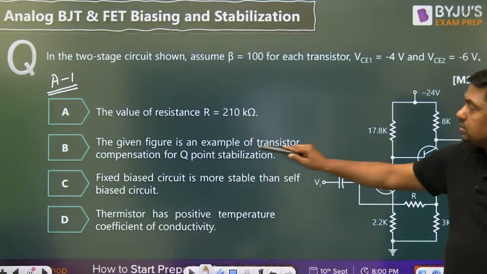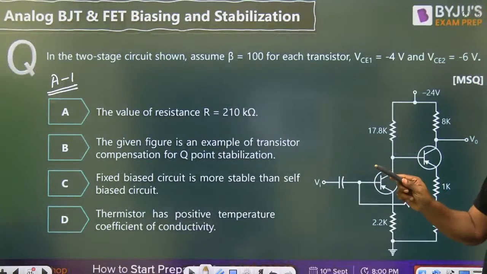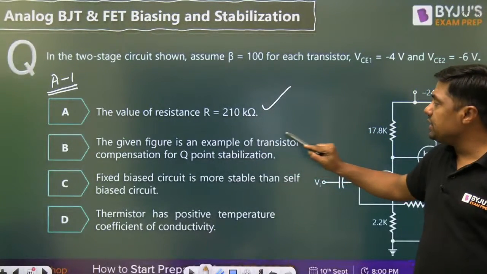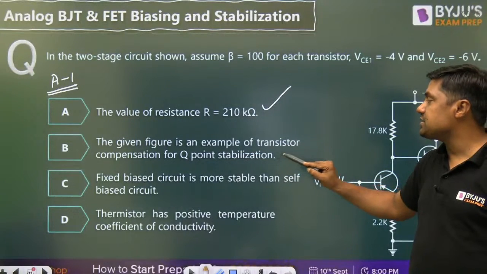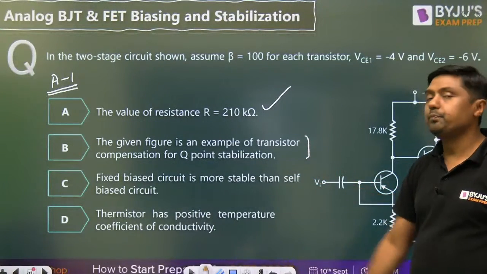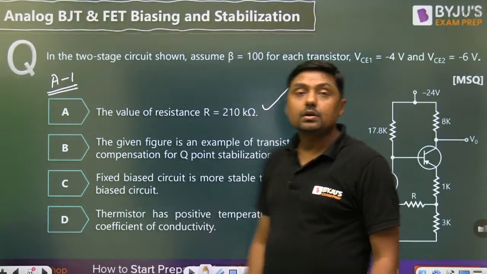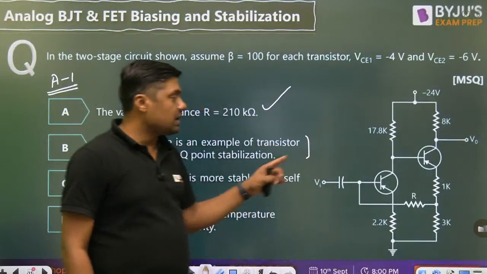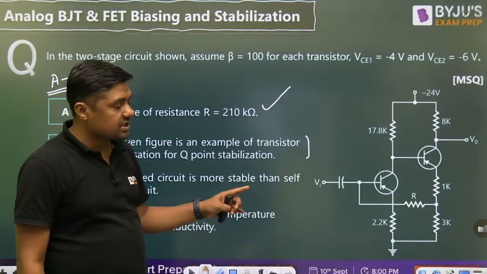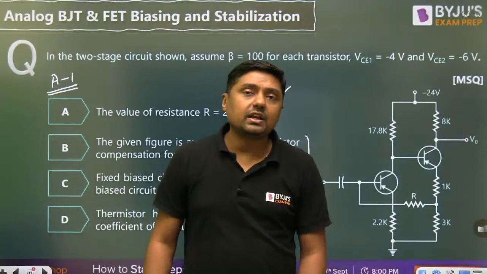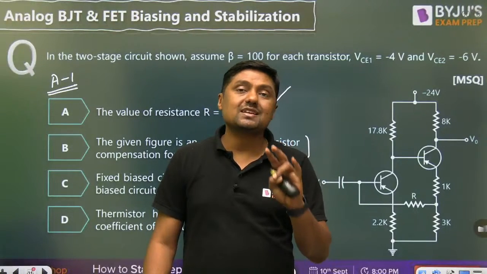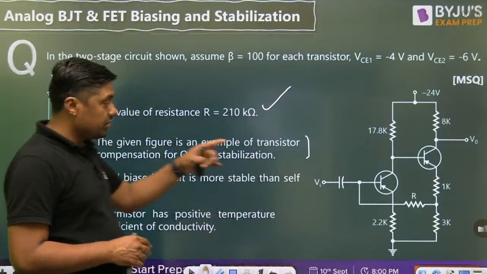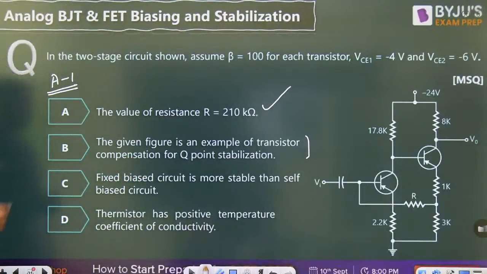Again, the given figure is now a theoretical question. We have to solve this question only. The given figure is an example of transistor compensation for Q point stabilization. That is a theory question. Yes, it is a transistor compensation technique. In this diagram, we are using the transistor compensation technique. In compensation techniques, we have thermistor compensation, sensistor compensation, transistor compensation, diode compensation. So it is a question on transistor compensation.